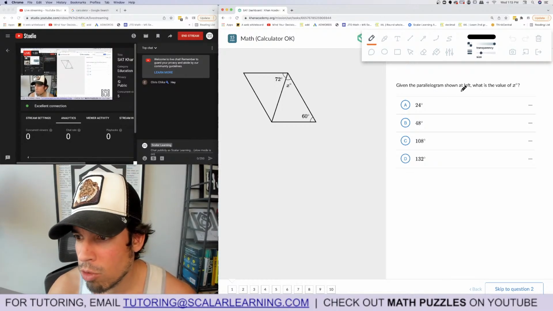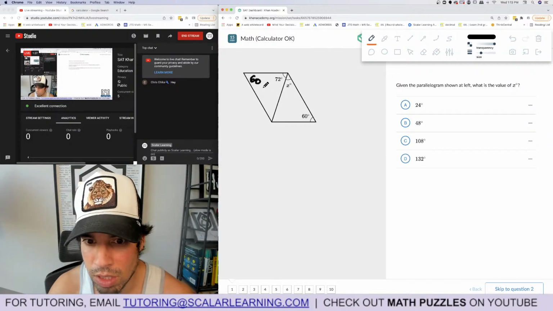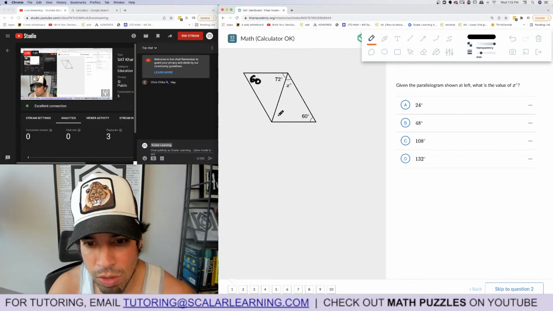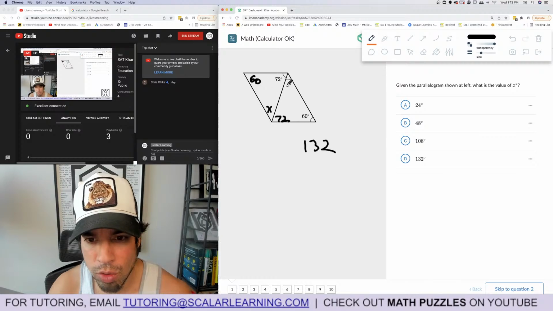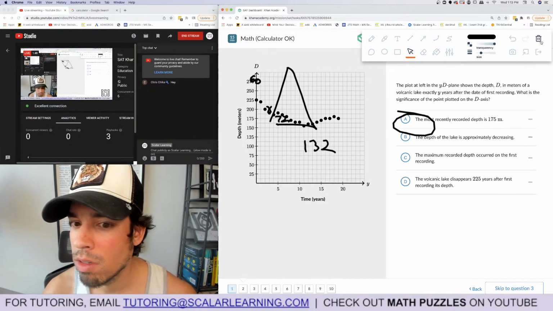Okay, given the parallelogram shown to the left, what is the value of x? So in parallelograms, opposite angles are congruent. They're saying this whole thing is a parallelogram, and these sides are parallel. That means that's 72, that's 72, which means this is x as well. But it doesn't matter because we've got all the values in a triangle now. So 72 plus 60 is 132. And then this is the triangle sum theorem. Everything adds up to 180. So it has to be 48. Boom, done. All right, next.